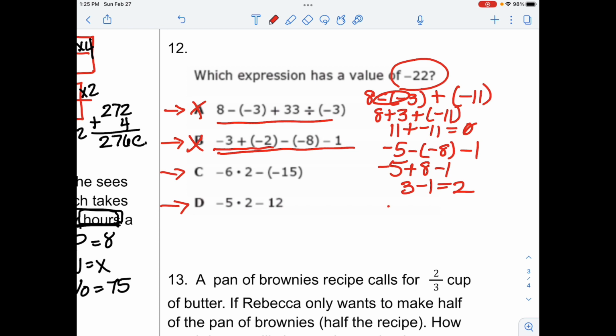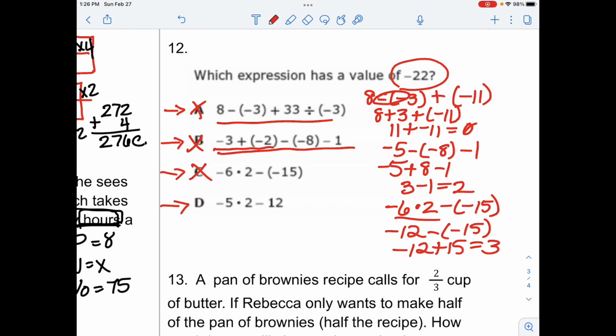Okay, let's look at C. C, I have negative 6 times 2 minus negative 15. So multiplication comes first here, so we're going to have negative 12 minus negative 15, which turns into negative 12 plus 15, which equals 3, so C is out. So let's check and make sure D is our correct answer. So negative 5 times 2 is negative 10 minus 12, so that turns into negative 10 plus negative 12, and that gives me negative 22. So the correct answer is D.